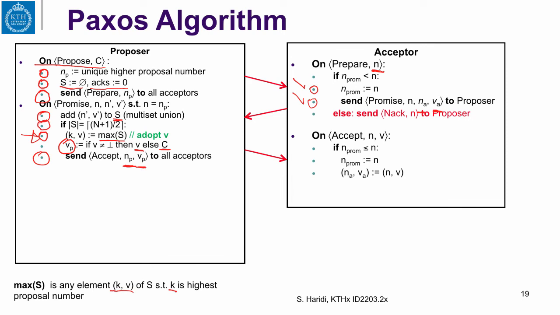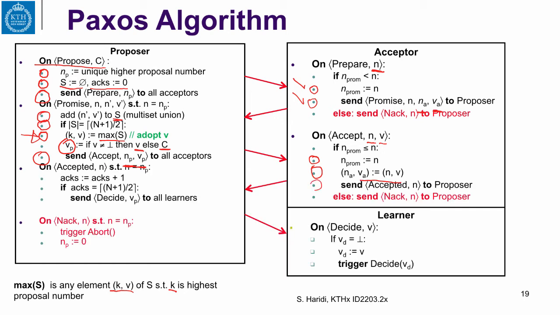That's what it does. So when an acceptor gets a value V with the proposal number n, if that is equal to the promise or higher than the promise, it again sets its promise number, and then it updates its accepted value. I think that is clear. And then it sends that n is accepted. This is the round number accepted, sent to the proposer.